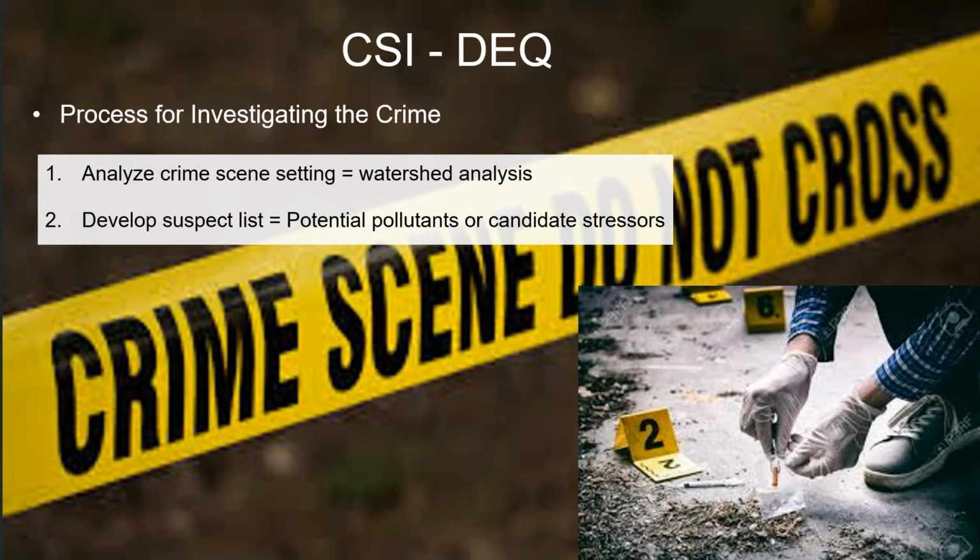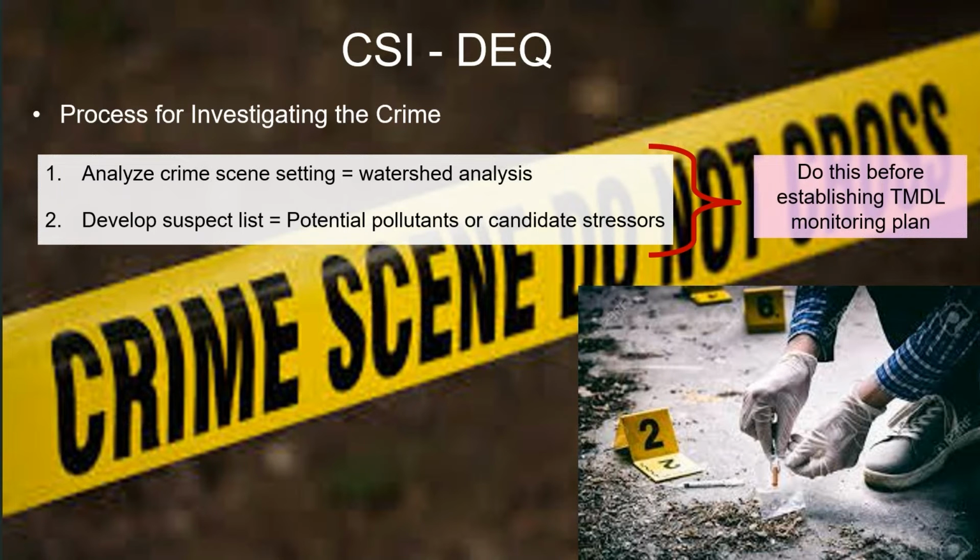All right, next thing we want to do, after we've analyzed the watershed, we want to develop our suspect list. Okay, who are the potential suspects? In this case, the pollutants or candidate stressors, we call them, that could possibly be impacting this particular watershed. Again, I would encourage you to do this before establishing the TMDL monitoring plan, right? Because if you come up with some pollutant that might be a stressor after you've already developed your monitoring plan, well, you haven't collected any monitoring data to either support or refute that particular candidate stressor.